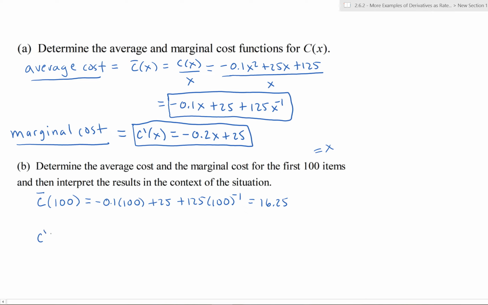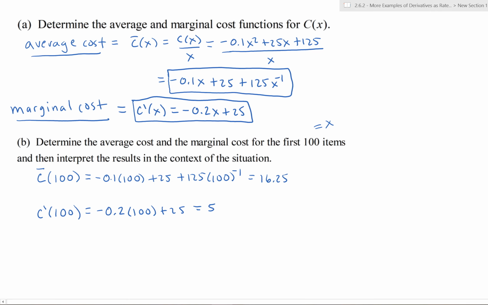And so let's go ahead and find our marginal cost, C prime of 100. If you plug 100 into the marginal cost function, you get negative 0.2 times 100 plus 25, which is going to be equal to, press more buttons, 5. Okay, so we found them, right? We determined the average cost and the marginal cost for producing the first 100 items. However, it's not just all about, oh, we found these numbers, right? What does it mean here? So let's talk about what it means.